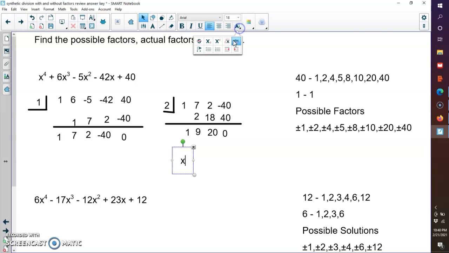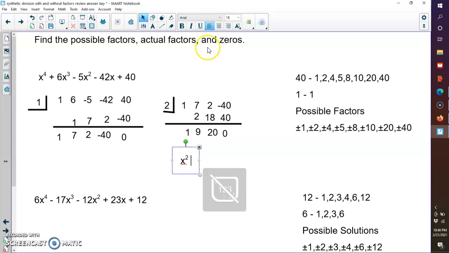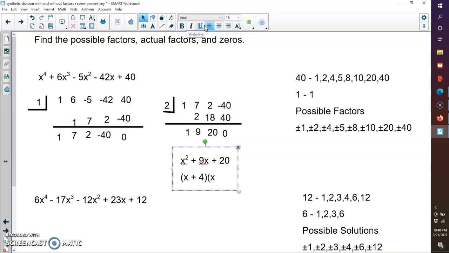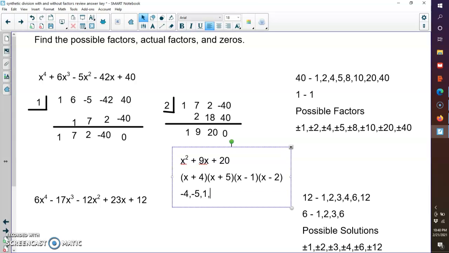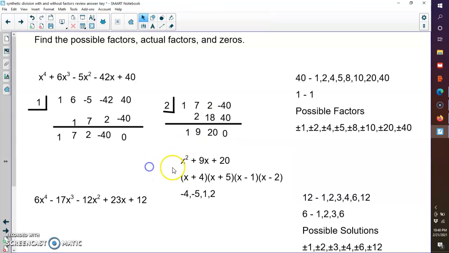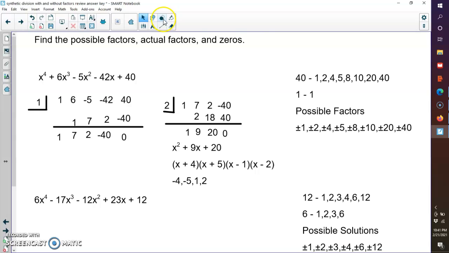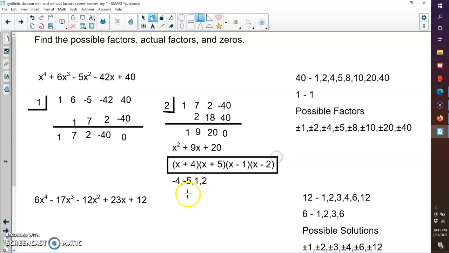X squared plus 9x plus 20 factors to x plus 4 times x plus 5. And I need to include my other two factors. Since I put a 1 in the box, that's represented by x minus 1. Since I put a 2 in the box, it's represented by x minus 2. My answers are -4, -5, 1, and 2. All right, let's box up those answers so we can distinguish. So here are my factors, and here are my zeros.